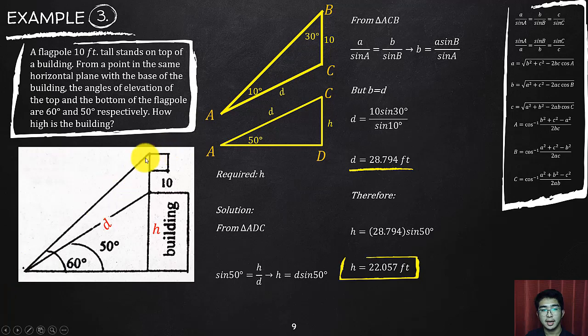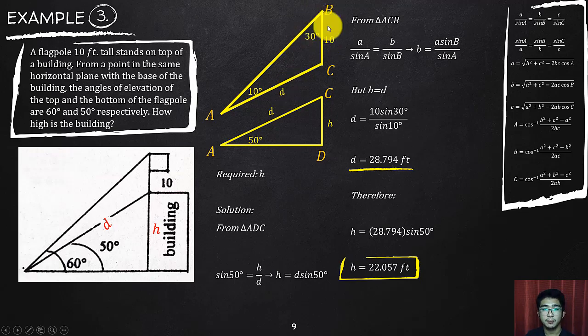What is the angle of that right triangle? It has a 60 degree angle here. Therefore, its angle here is what? These two angles should be complementary, correct? So this angle should be 30 degrees. So angle B is 30 degrees.